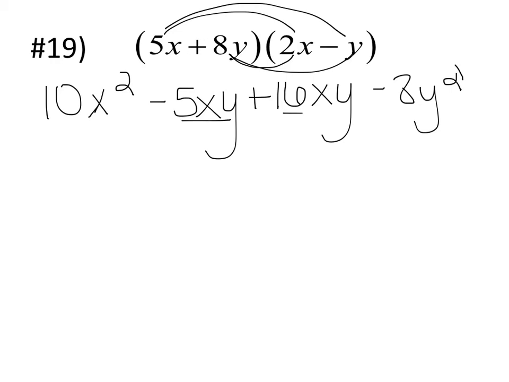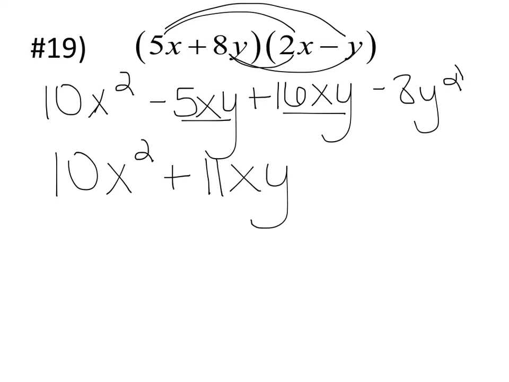So again, combine your middle terms because they're your like terms. We have 10x squared, negative 5xy plus 16xy is positive 11xy minus 8y squared. And that is your final answer.